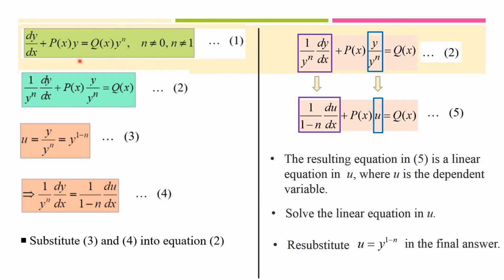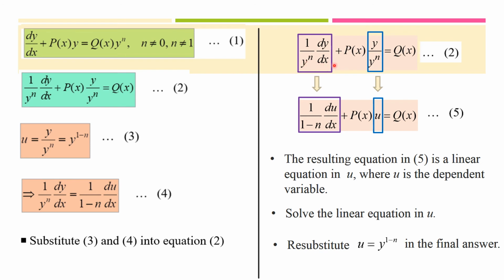So this is the standard Bernoulli equation, which in the previous slide we labeled equation number 1. We divide this equation by y^n to get equation number 2. And we define y over y^n as u, or u equals y^(1-n). In the previous slide, we showed that (1/y^n) dy/dx equals 1/(1-n) du/dx, which we call equation number 4. So what we are going to do now is substitute 3 and 4 into equation number 2.